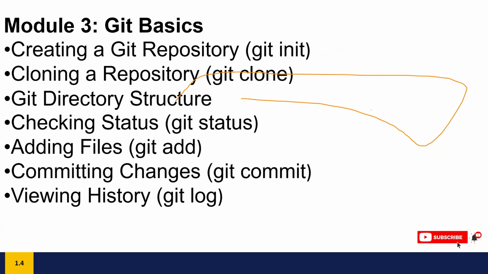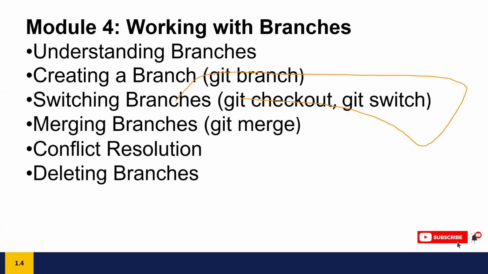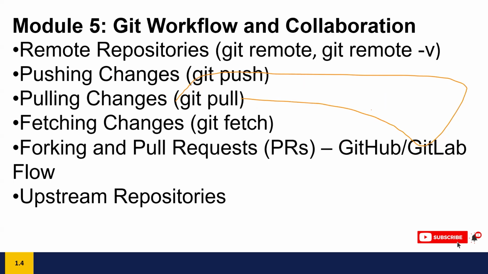Okay. Third module, Git basics: how you can create a Git repository, clone a Git repository, Git directory structure, checking status and adding files, committing changes, and how we can view the history. And in module 4, we'll discuss working with branches. What is a branch? Why we need a branch, right? We'll show you. Understanding branches, creating a branch, switching branches, merging branches, conflict resolution, deleting branches, and cherry picking.